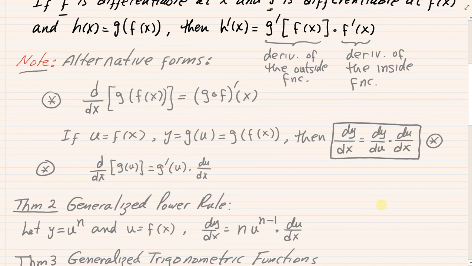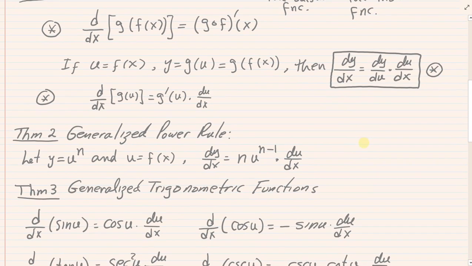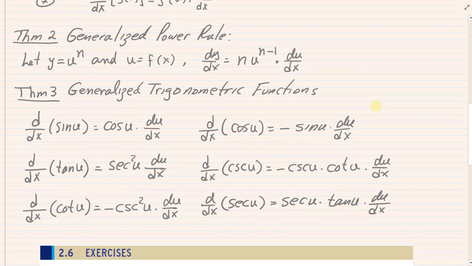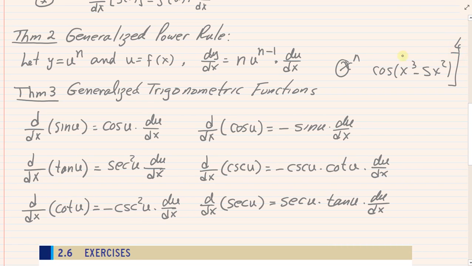Okay, and once we have this chain rule defined, we can now generalize both of these theorems that we've seen before, right? We can generalize the power rule. So if we let y be u to the n, now this time u is a function of x. So remember, before we had x to the n. Now it doesn't have to be x. It could be cosine x cubed minus 5x squared, that to the fourth power, something like that. You see that? So we have the power rule. So the extended power rule, the generalized power rule, now accounts for u being a function of x.